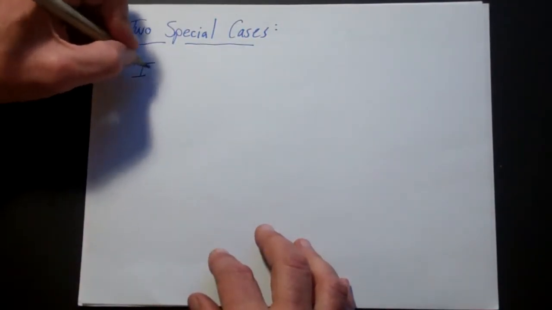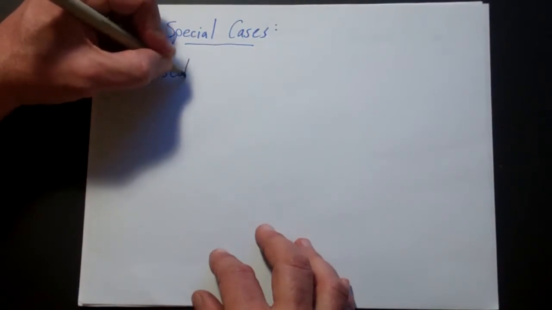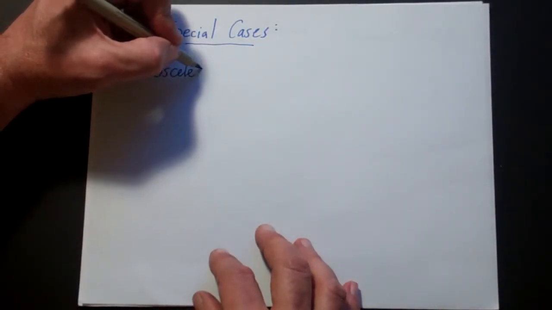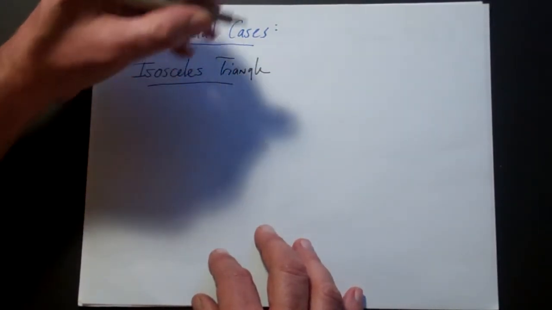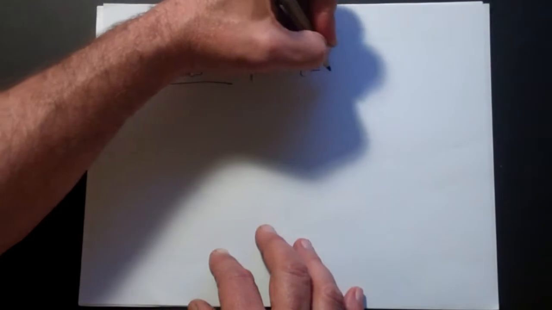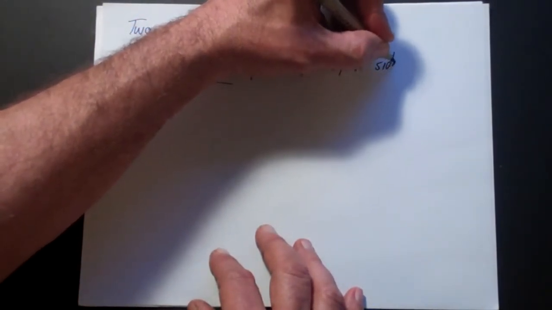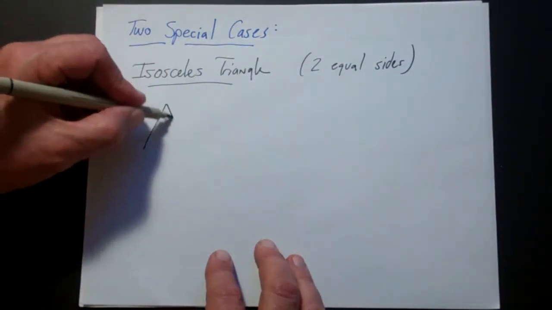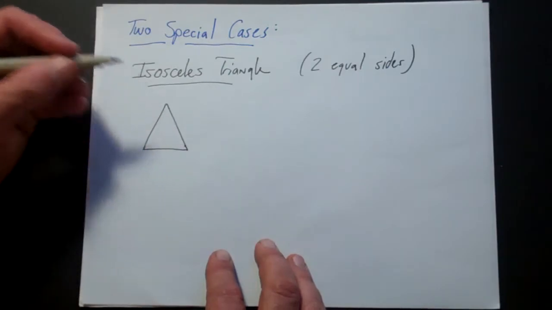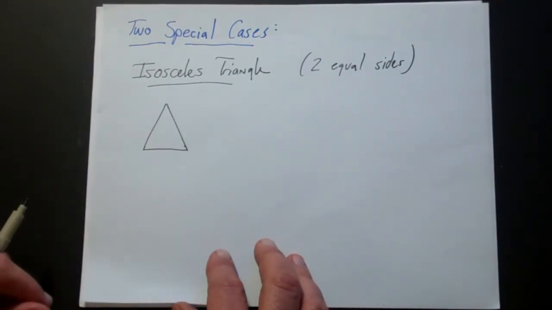The first one is called an isosceles triangle. An isosceles triangle is basically when you have two equal angles or two equal sides. And there are two theorems with this. The first theorem simply says this. I'm going to write these as pictures, we can also write them as words.